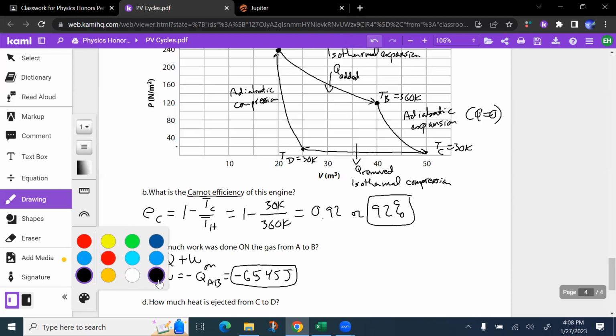So yeah, first law of thermodynamics will help us figure out the heat that was added. The work done on the gas is negative. Now, why is the work negative here? What's the meaning of the negative?